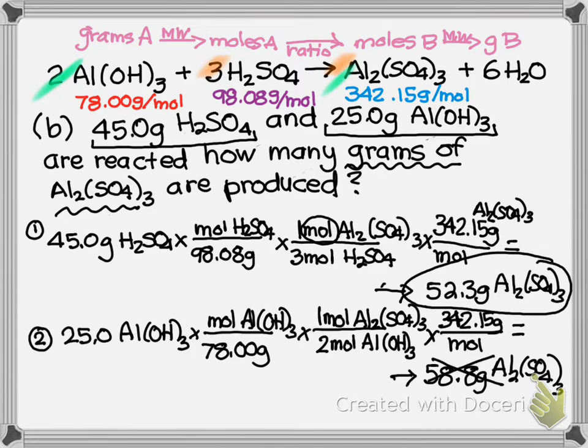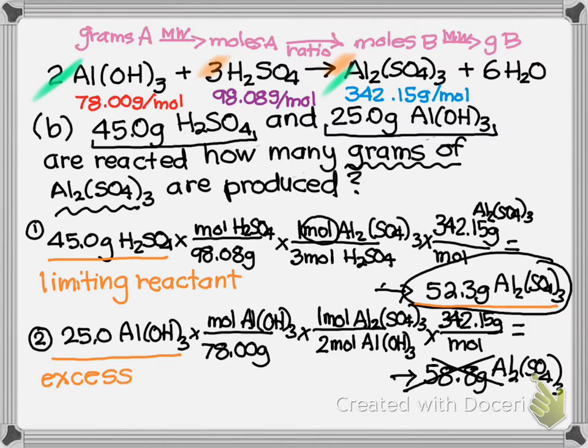This number right here is not part of the answers. I just had to be able to compare both reactants in order to figure out which one was the limiting reactant. So then looking at that, the sulfuric acid, since it made the least down here, is the limiting reactant. So it's going to get used up first. Upon completion, the limiting reactant will go to 0. And then the aluminum hydroxide, which made 58.8, is the excess reactant. So that is how we figure out which is the excess and which is the limiting.